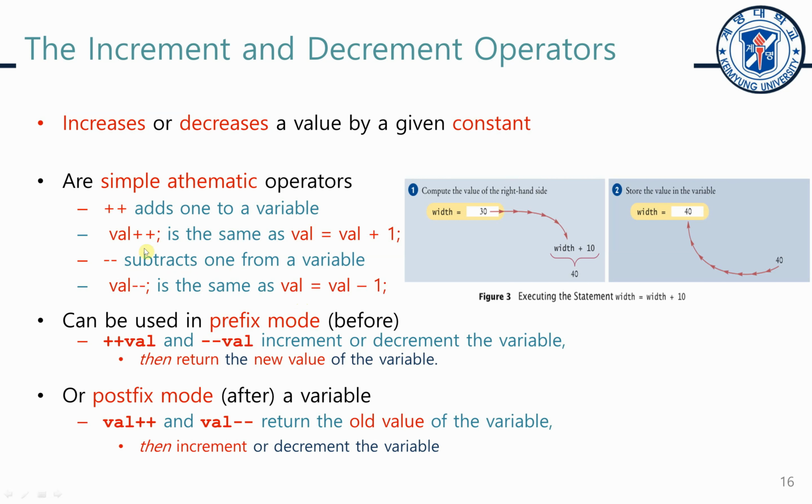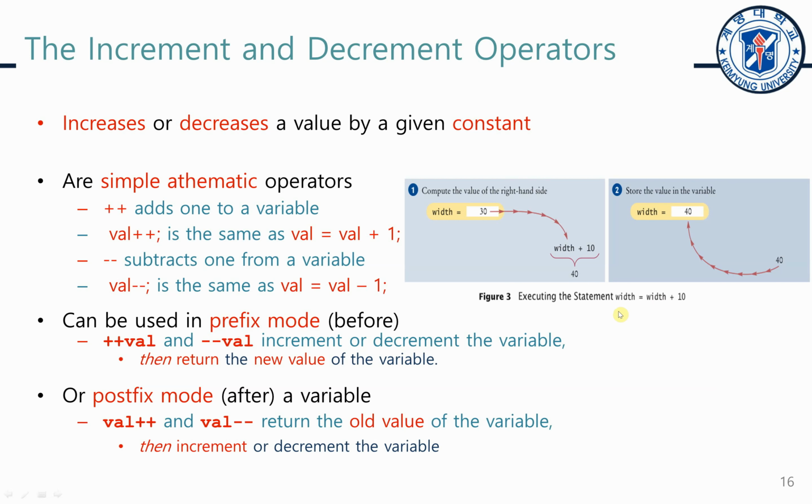So what does val plus plus mean? Val plus plus means val equals val plus 1, and val minus minus means val equals val minus 1. We've already discussed this kind of assignment in the previous chapter, and we've tried to show how this works, how val plus 1 is assigned to val. To understand that more clearly, let's go back to this picture.